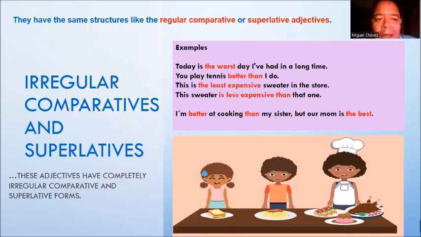And we have irregular comparatives and superlatives. They don't follow any rules. They need to be memorized. Let's check the examples. Today is the worst day I had in a long time. You play tennis better than I do. This is the least expensive sweater in the store. This sweater is less expensive than the other one. I'm better at cooking than my sister, but our mom is the best. These adjectives have completely irregular comparative and superlative forms, as we are going to see in advance. Okay?